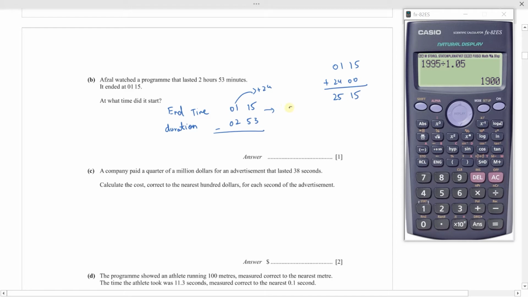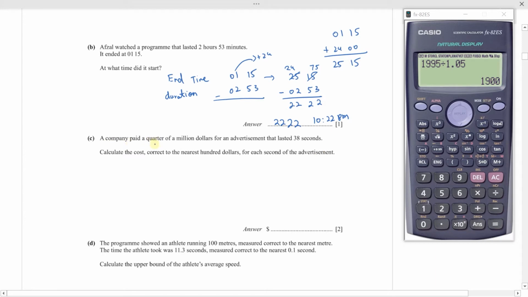So now you will have 2515 minus 0253. So now we will calculate this. We cannot subtract 53 from 15, so I will take 1 hour carry. So I will be left with 24 hours here. 1 hour is 60 minutes, so 60 plus 15 will be 75 minutes here. Now 5 minus 3 is 2, 7 minus 5 is 2, and 24 minus 2 is 22. So your start time is 22:22, or if you want, you can write it in 12-hour clock as well, which is 10:22 p.m. So that is the time at which this program started.